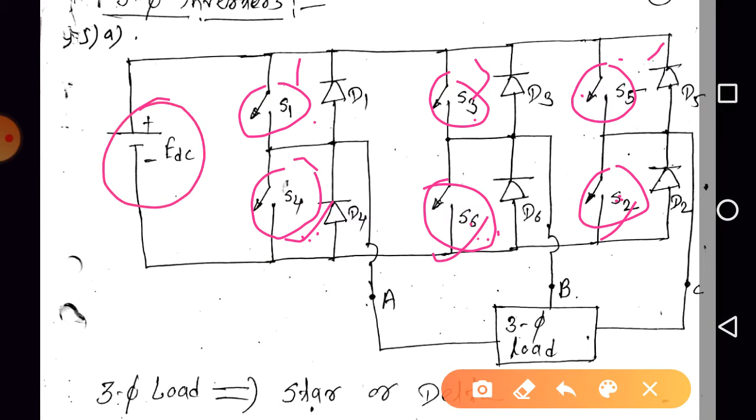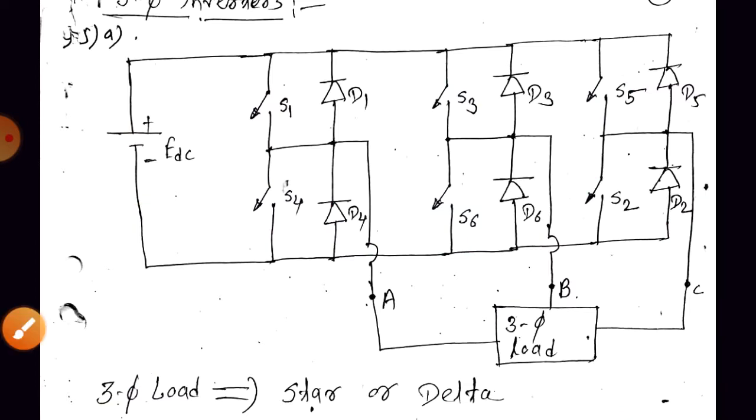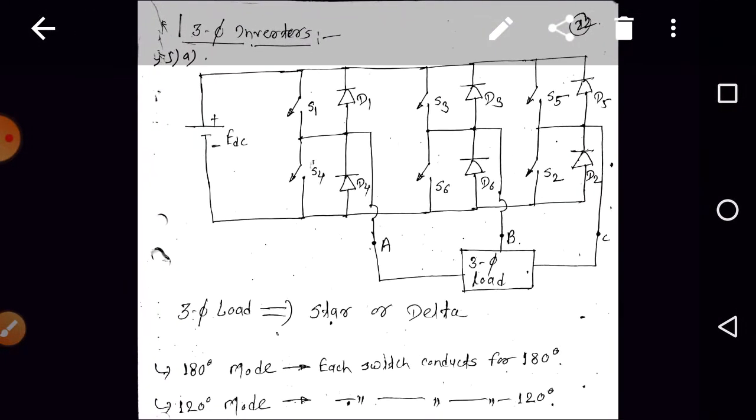The input is a DC, as an inverter is a DC to AC converter. Next, the load is a three-phase load, which may be star connected or delta connected. Across each switch the diodes are connected: D1, D3, D5, D4, D6 and D2. But same as in single-phase inverters, for a purely resistive load there is no functioning of the diodes. The diodes will function only when the load is inductive or an RL load.